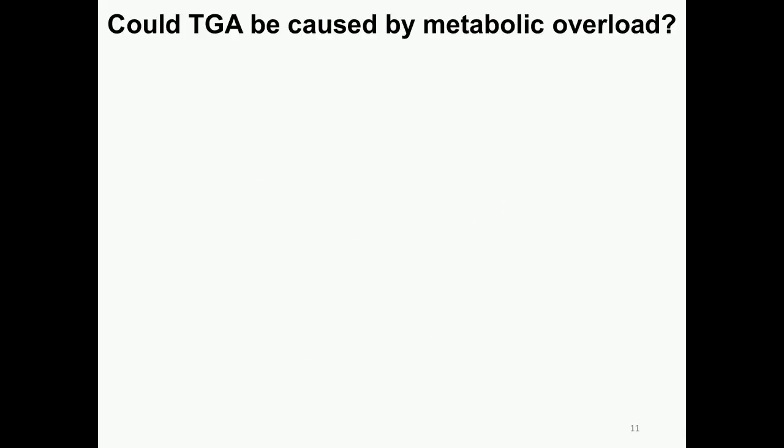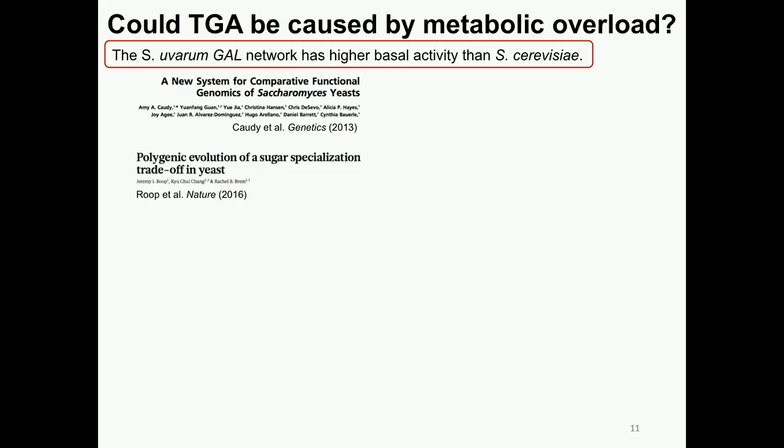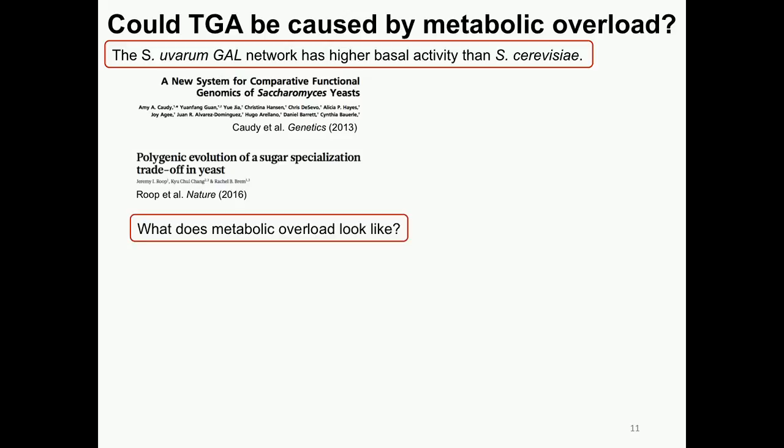Okay, so what I'm arguing is that when you remove the co-repressors in uvarum, it's actually growing very fast early on and then overloading metabolism. There's been recent work done by Maitreya Dunham, Amy Cawdy, and more undergraduates than would fit, as well as a follow-up study by Rachel Brim's lab, that have shown that in general, it's not just the data I showed you on GAL1, in general, the uvarum network is more active, and so that's consistent with this idea that it might be overloaded.